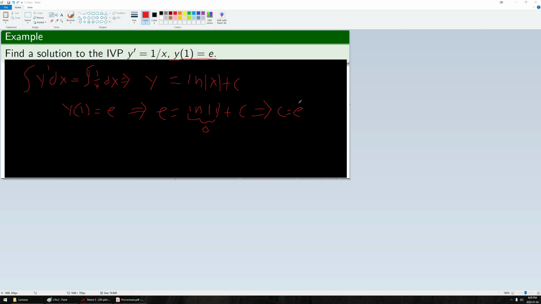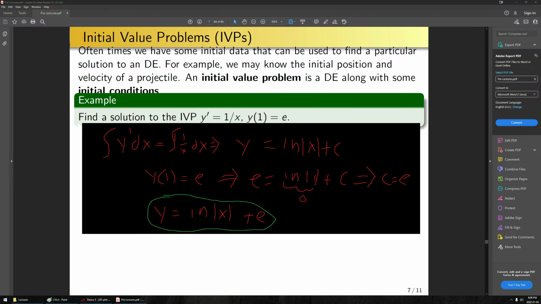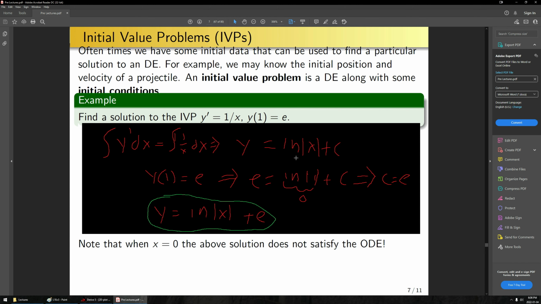That's pretty straightforward. Since c is equal to e, just plug that in, and the solution to the initial value problem will simply be y is equal to ln of the absolute value of x plus e. Let's circle that in green. Now, let's notice something. This ODE isn't defined when x is equal to 0, neither was this y is equal to ln of x thing. So this solution isn't a solution for all values of x, but it has some limitations on what x can be. This is a very important idea, and it has a name.